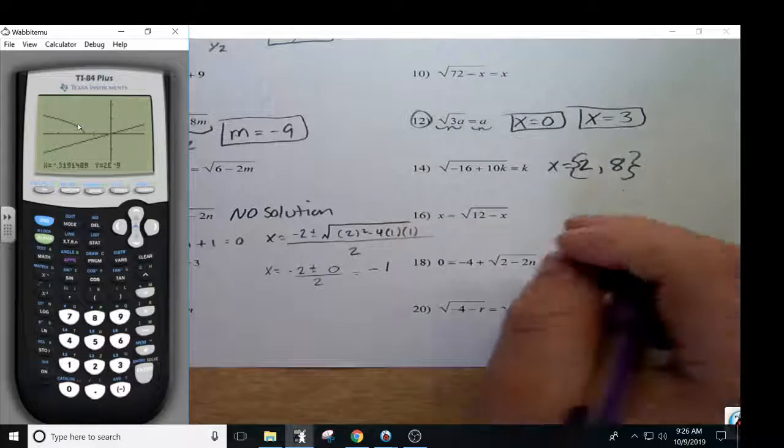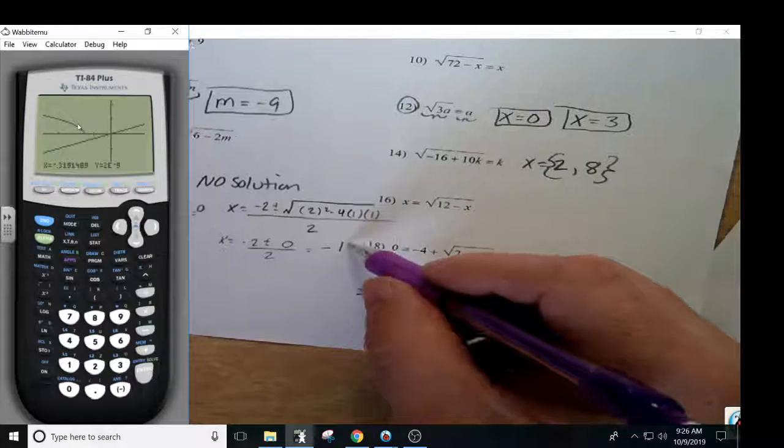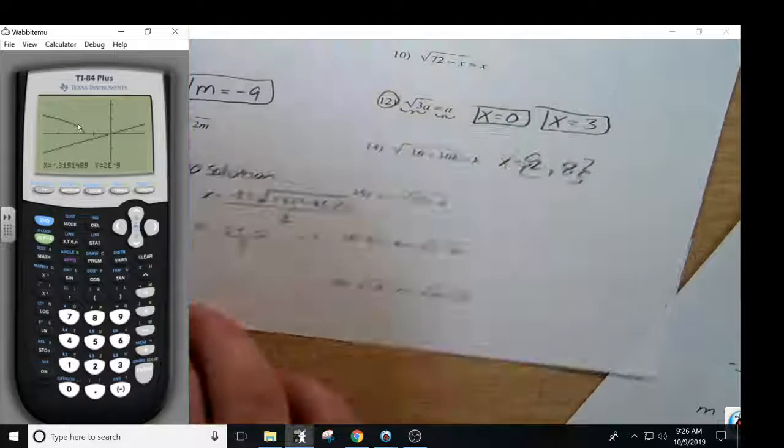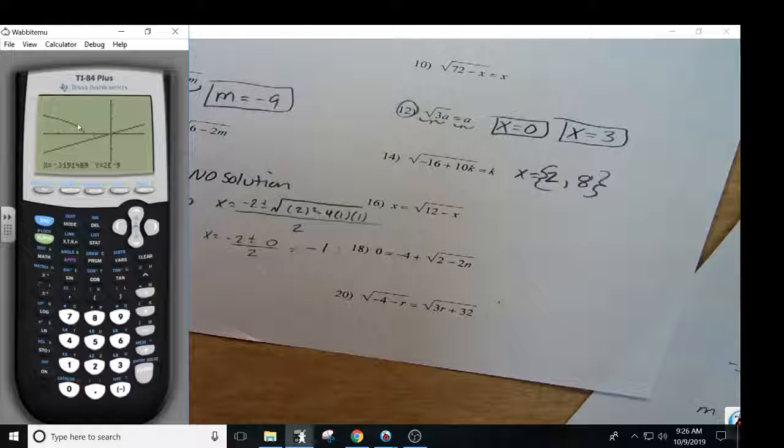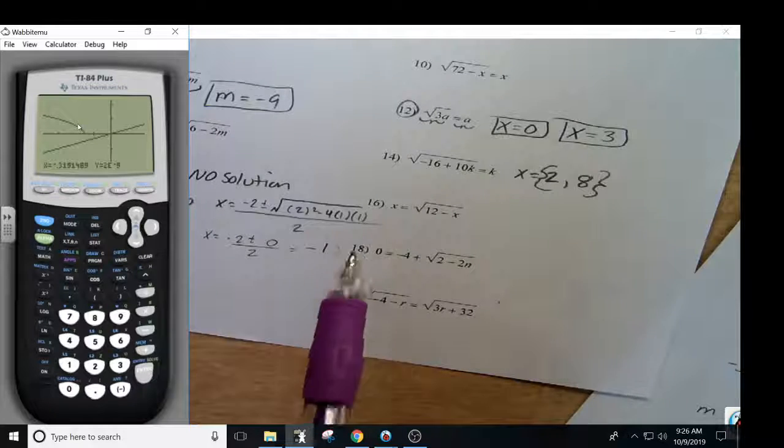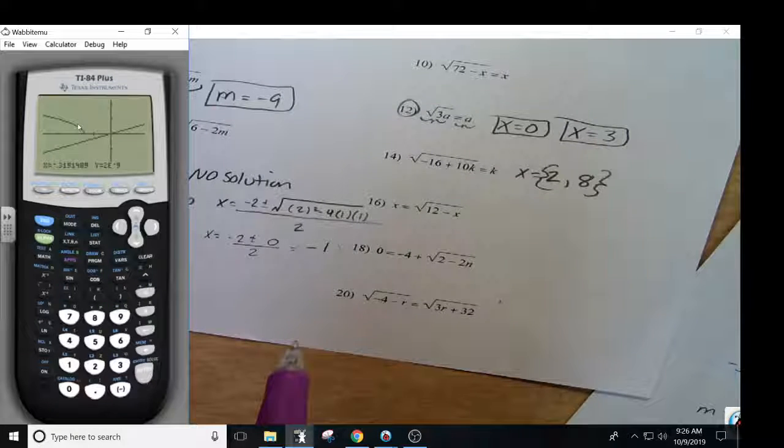The reason why that's a no solution, if you notice you get a solution of -1, there's nothing you can plug in here that will give you a -1 when you take the square root of it. Okay? You can't get a negative number when you take the square root.